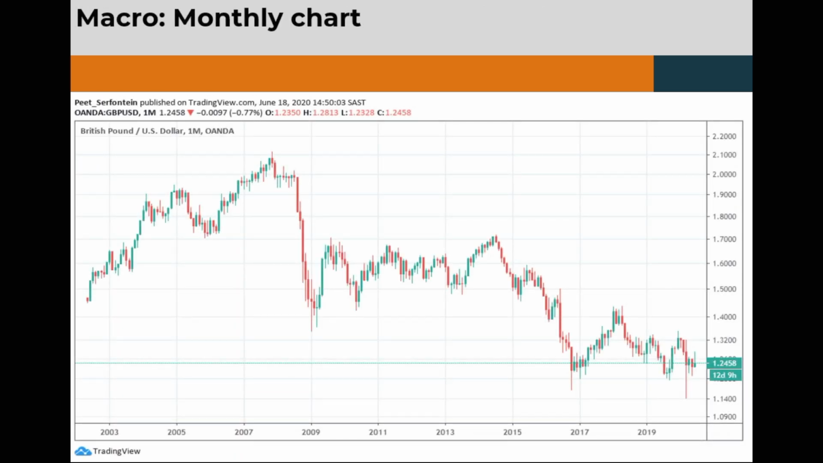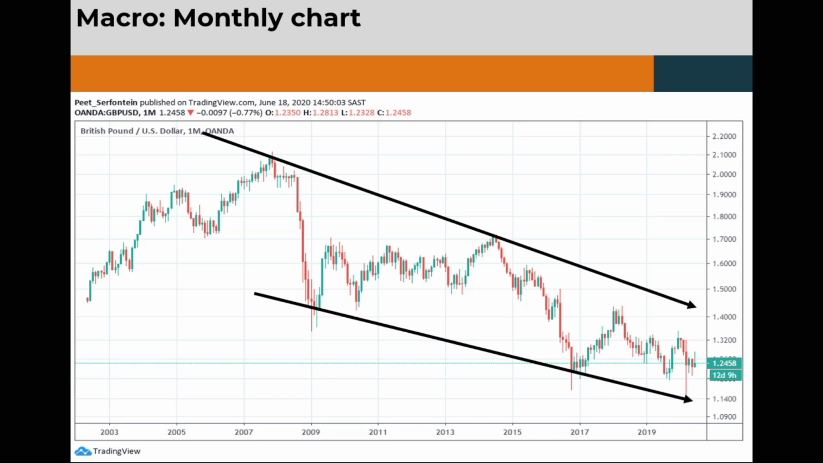Now let's start with our macro environment for the pound-dollar exchange rate. This is my monthly chart, and as I've said, this chart is starting in 2003. Looking at peaks and troughs, remember that's the easiest way to analyze a chart, is to look at peaks and troughs, and then just to use a trend line. You can see that in general the trend lines are sloping downwards. So this is already an indication of dollar strength.